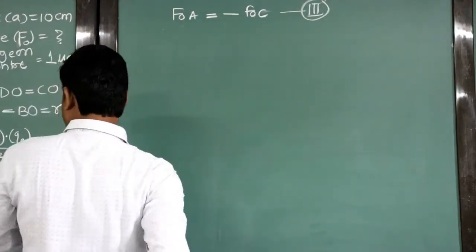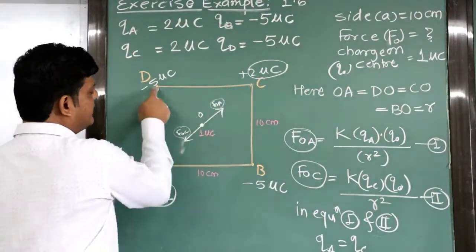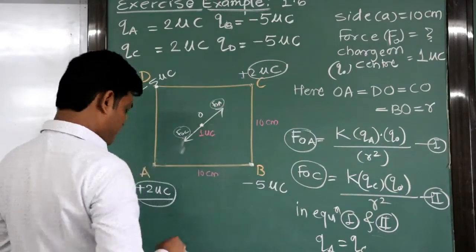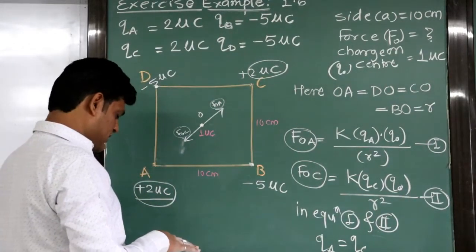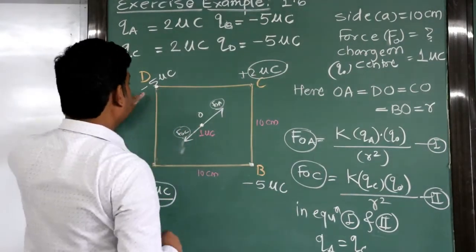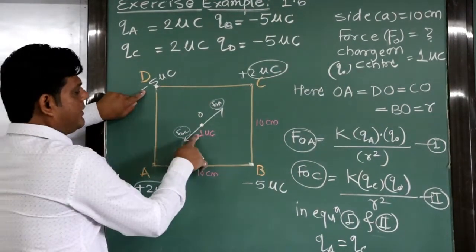See the diagram once again. We discussed this pair, right? Now we will discuss the other pair, point D and point B. See from the diagram: what is the force acting on O due to D, right? Here D is minus 5 microcoulomb, and the central charge is a plus.